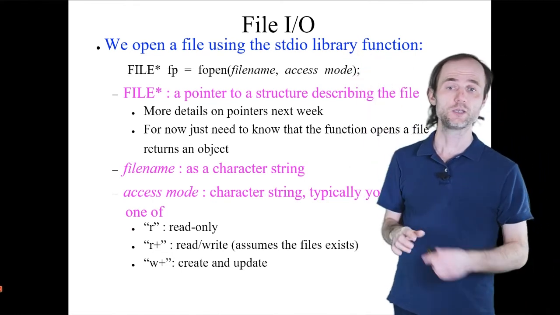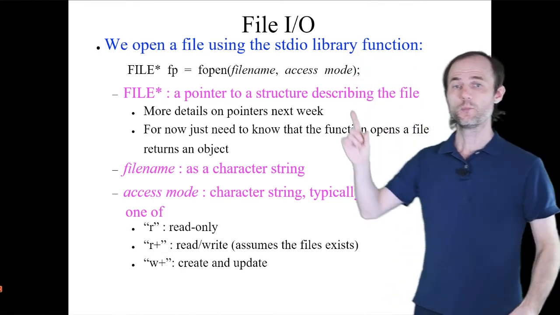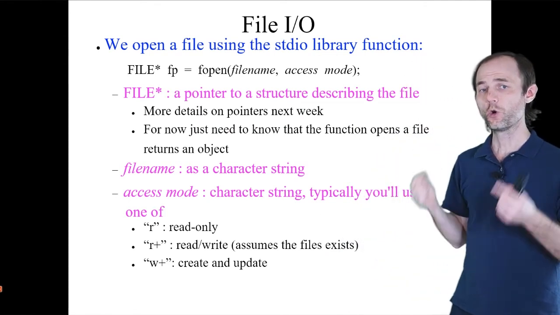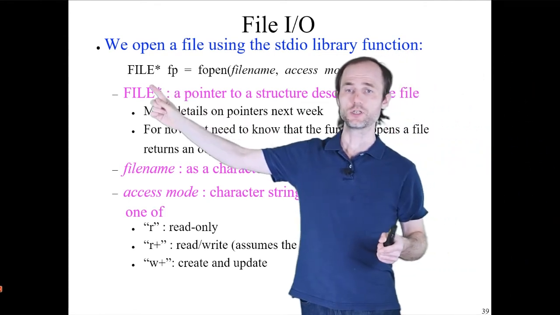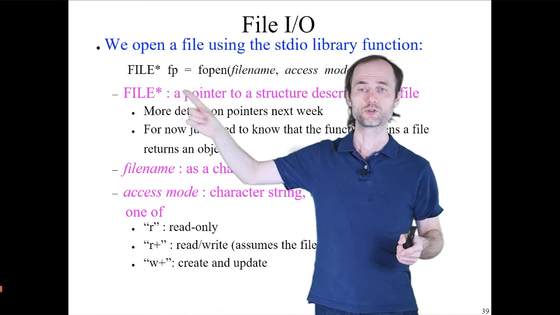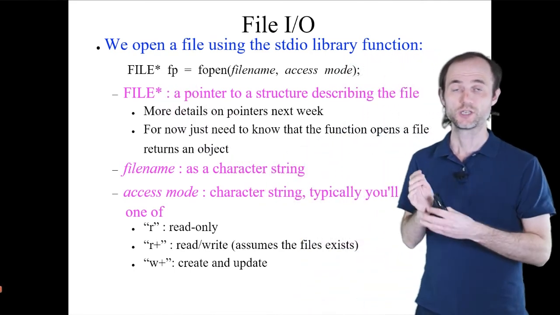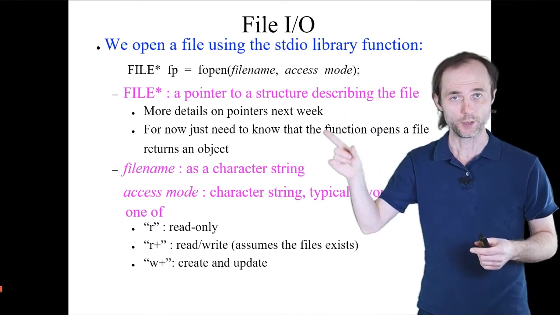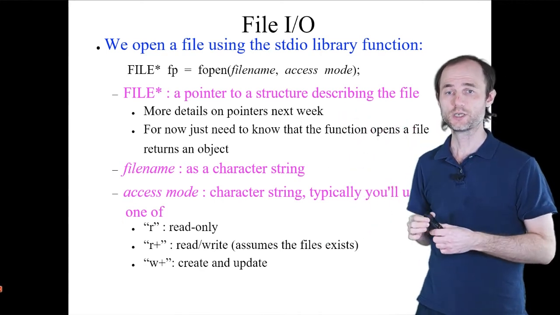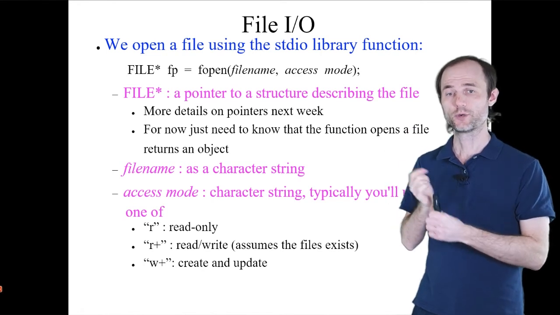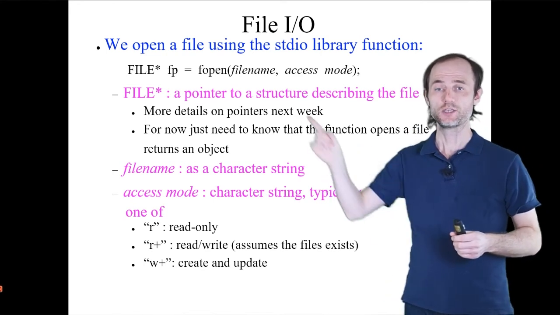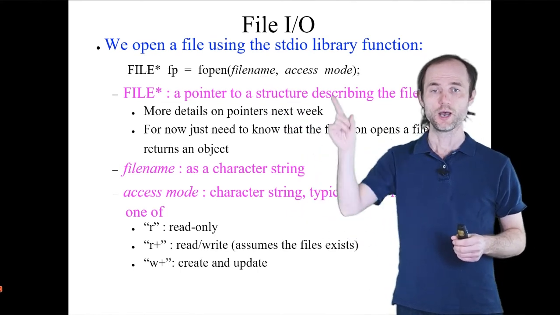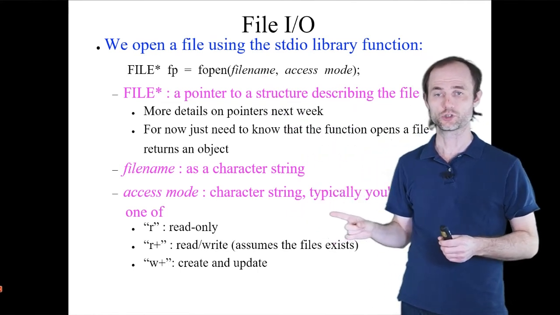File input output is done by making a call to fopen that opens a file, and it returns a pointer to a structure that describes the file itself. So we will talk about pointers more next week. So far, what we care about is that the file name here is a character string. Access mode here is also a character string.